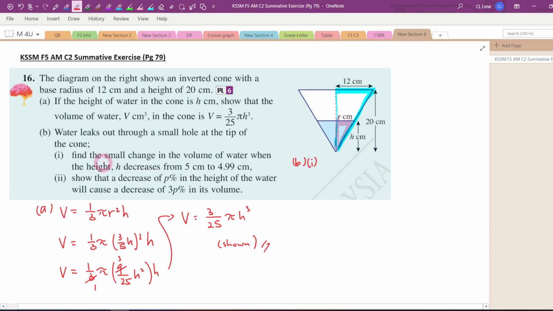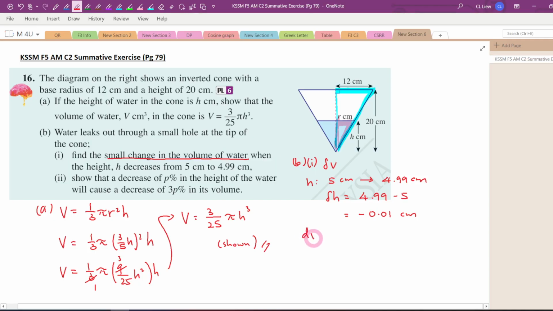Okay, what we are looking for is the small change in the volume of water. It means delta V. And what we have is delta h. So h changed from 5 centimeters to 4.99 centimeters. So from here we can get delta h, which is equal to 4.99 minus 5, and you will get negative 0.01. Okay, so we want to find delta V.